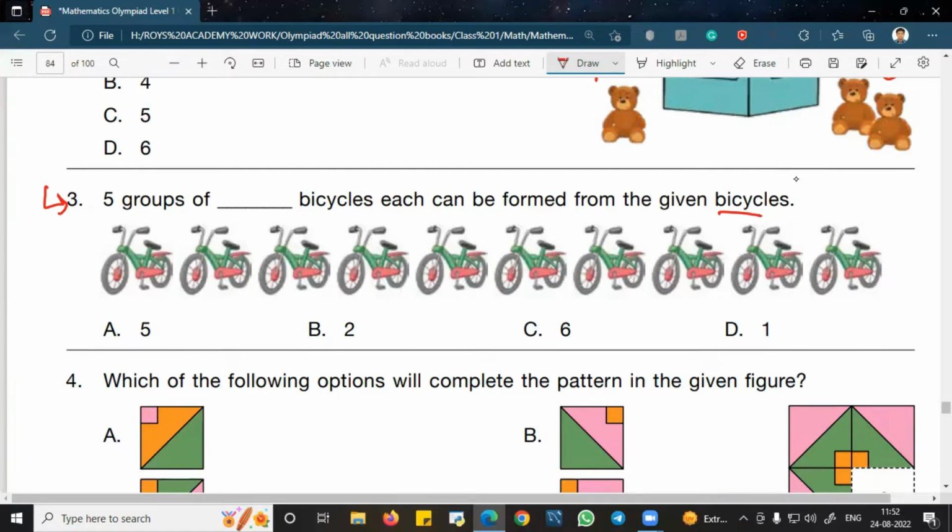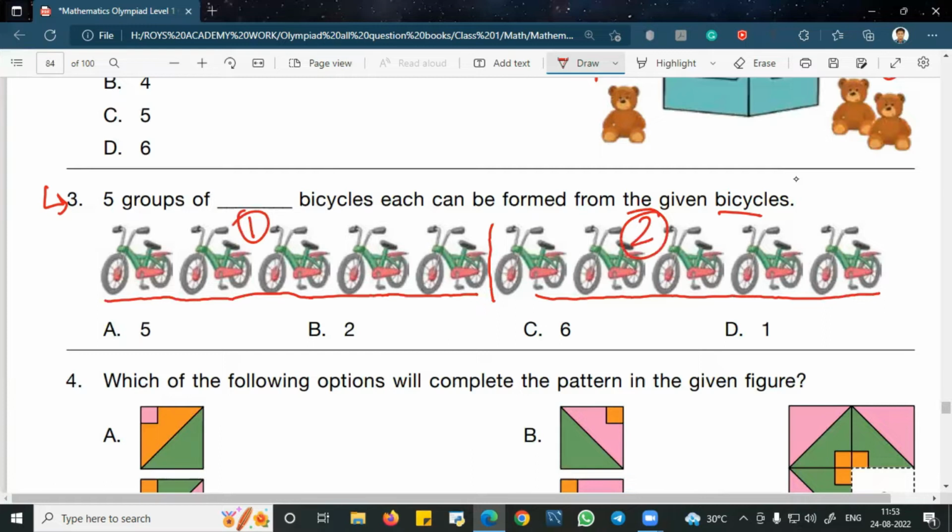Just see, we have to make 5 groups, which means in each group there are 5 bicycles. So we make 1, 2, 3, 4, and 5. This is the first group. In the next case, we group 1, 2, 3, 4, and 5. So this is the first group and this is the second group. Now we have to tell how many groups we can make from these bicycles.